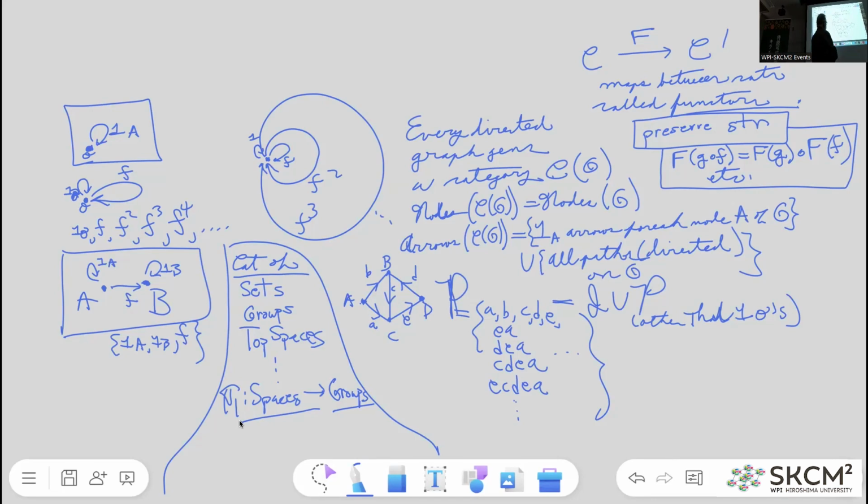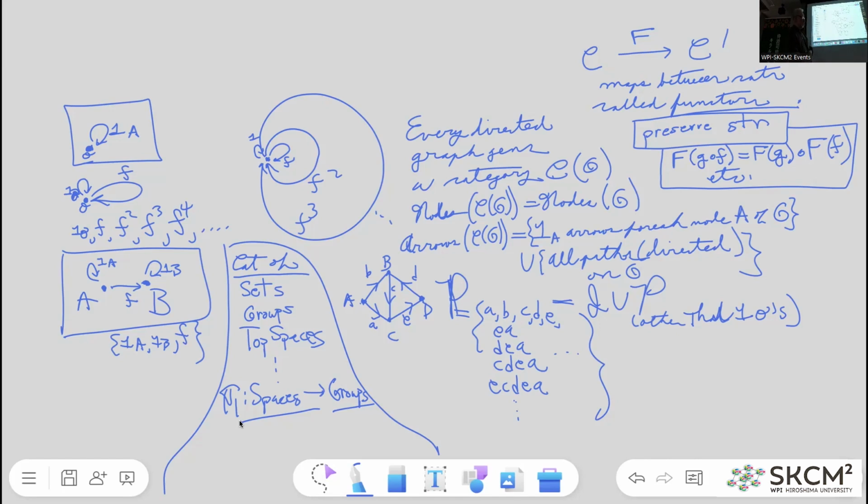It's a finite number of compositions involved, because there aren't any closed directed cycles in this graph. So this is a pretty small category. It's just a finite number of compositions that are involved.